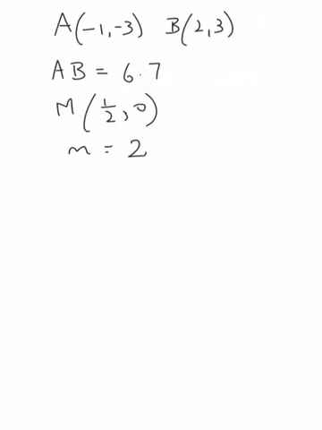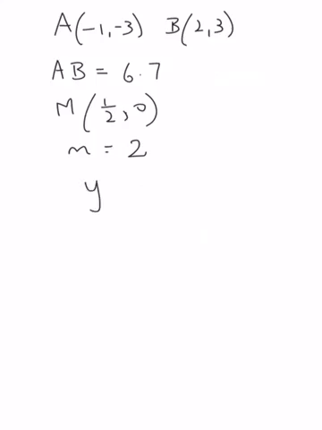So having a look at all that information, if our points are A and B, we've got the length, 6.7 units, we've got the midpoint, (1/2, 0), and we've got the gradient, which is 2. Now, what happens if I wanted to draw that line? Find the equation of that line.